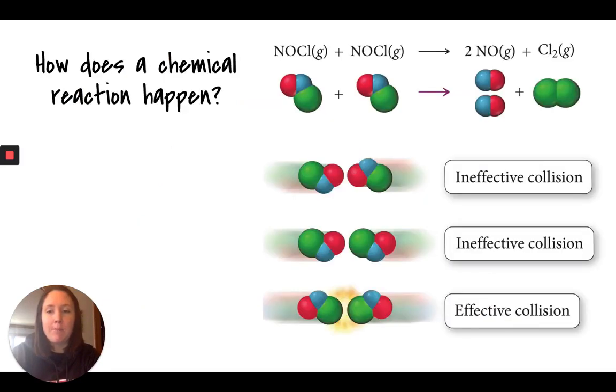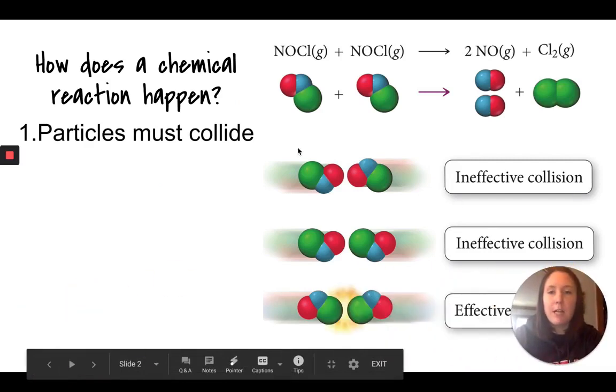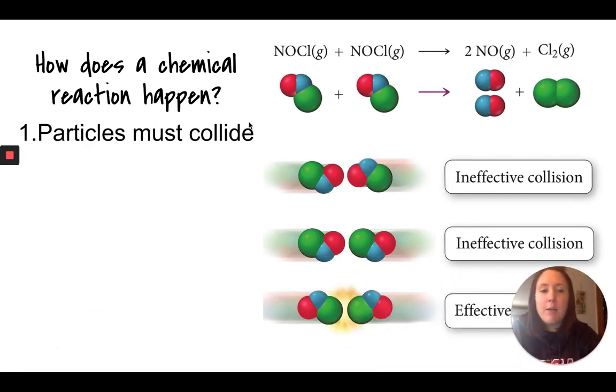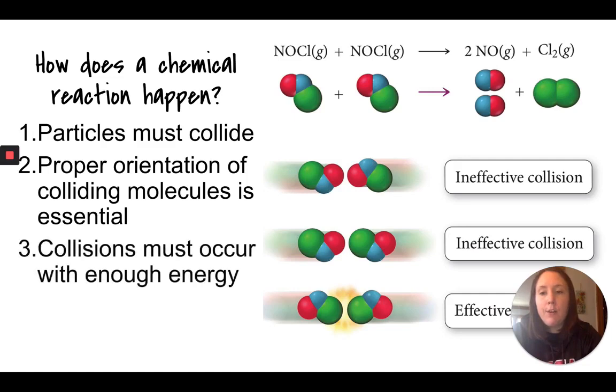All right, here they are. First thing is they have to collide. They have to collide with each other in space to be able to rearrange and combine with one another. Second, there must be proper orientation of colliding molecules. The molecules need to collide in the correct direction. Third, collisions must occur with enough energy, specifically enough energy to overcome the activation energy.